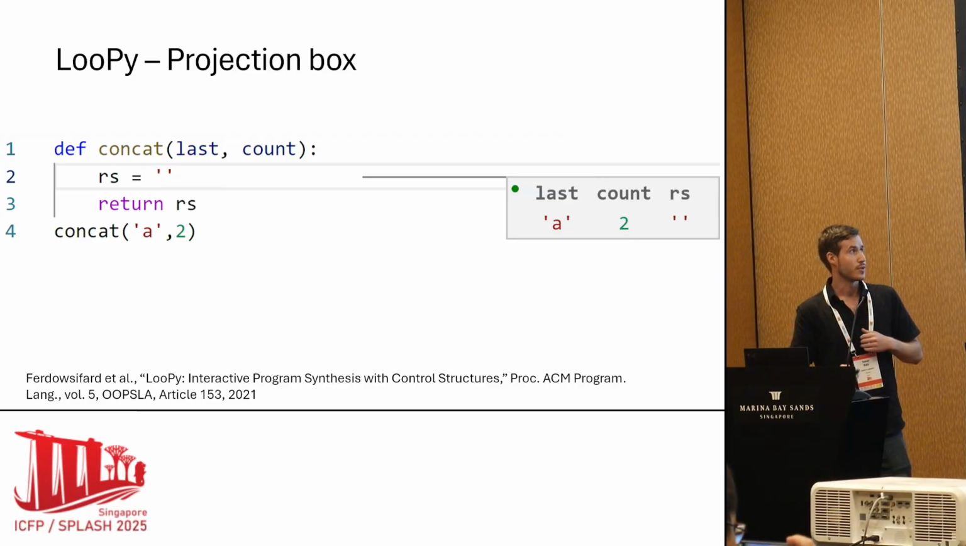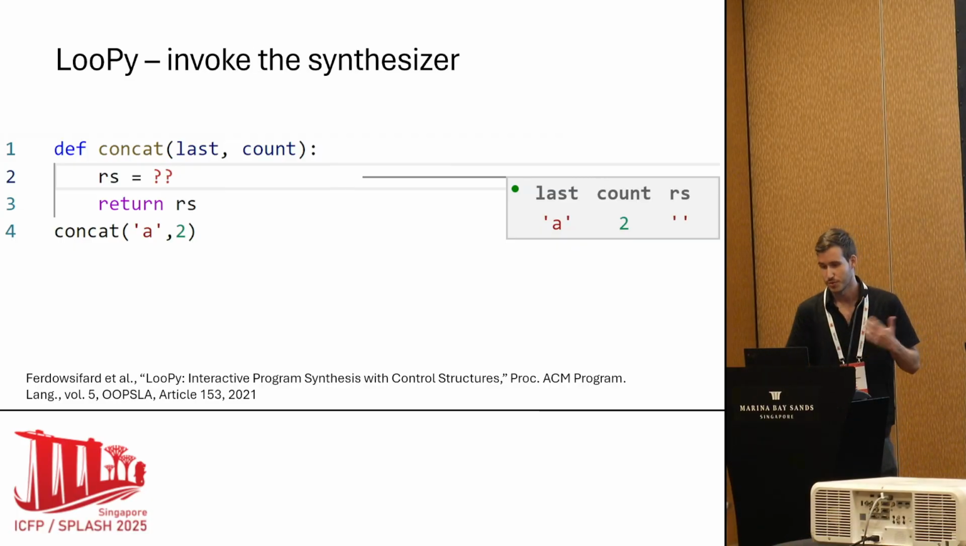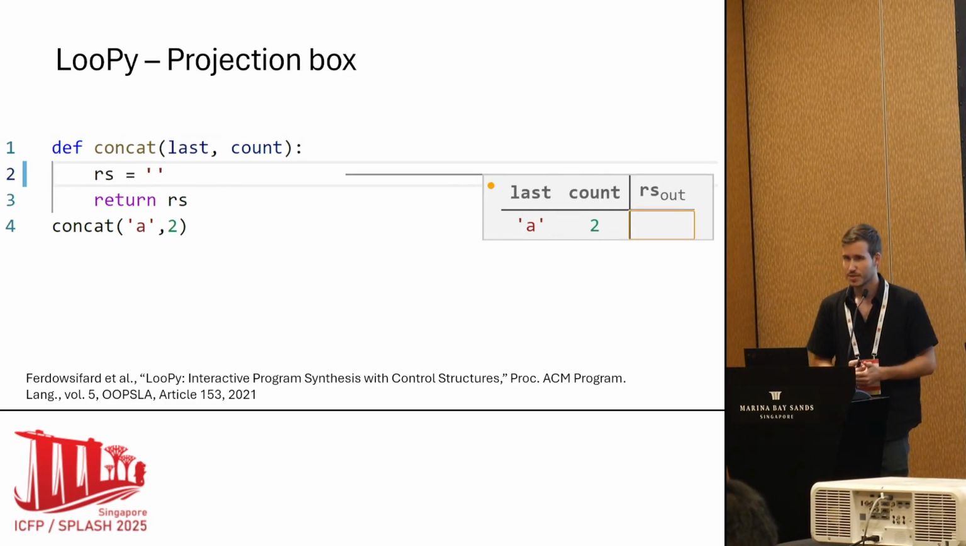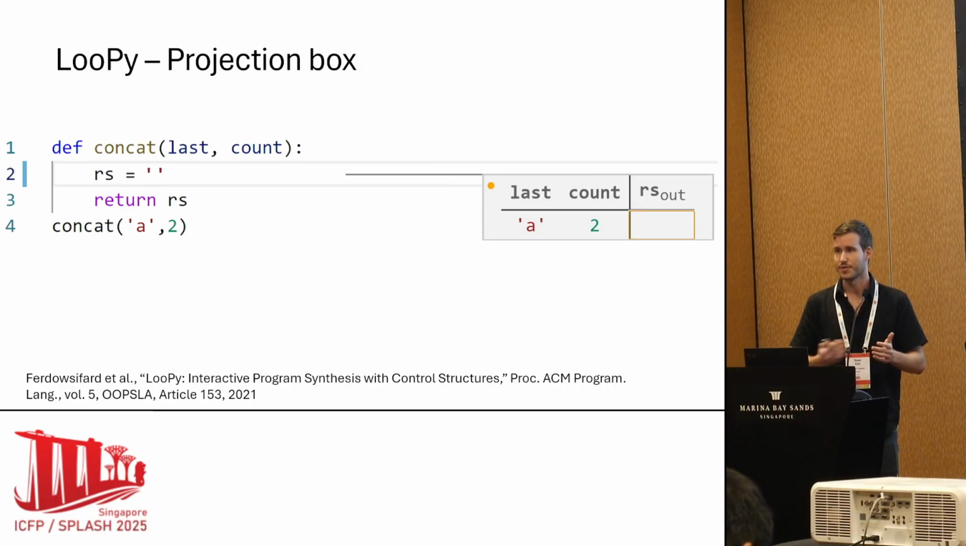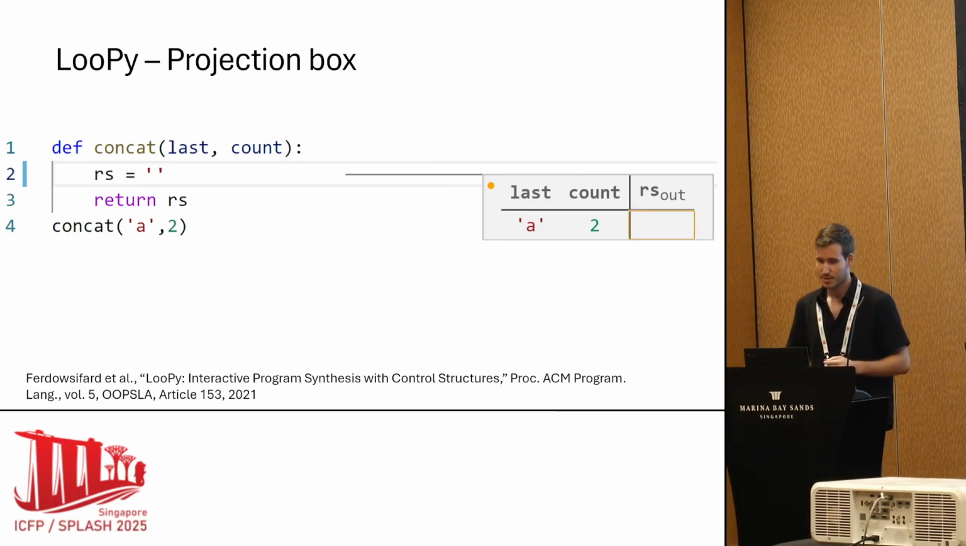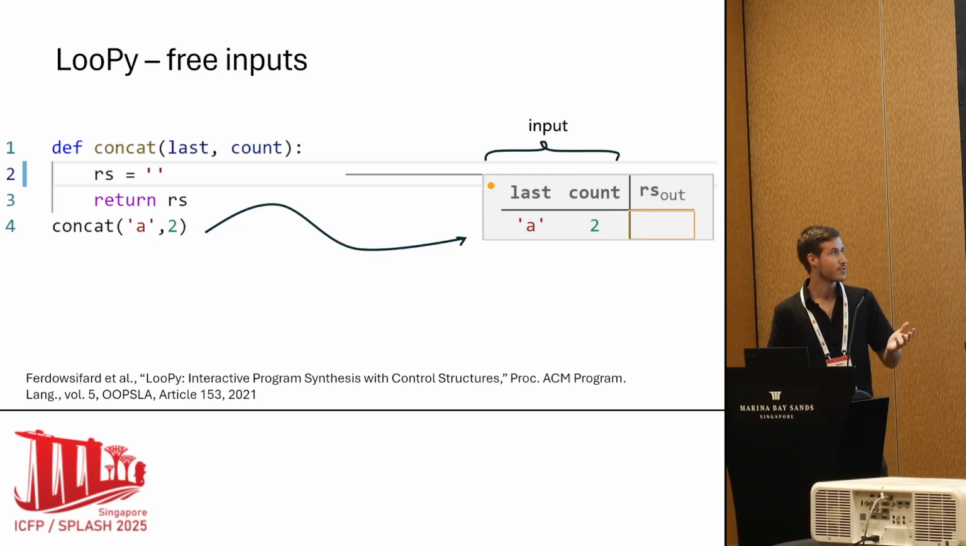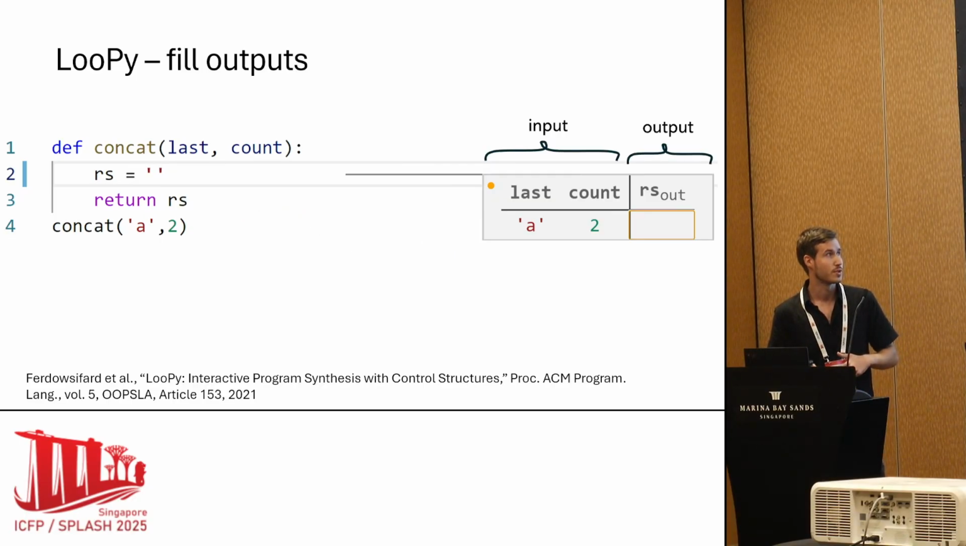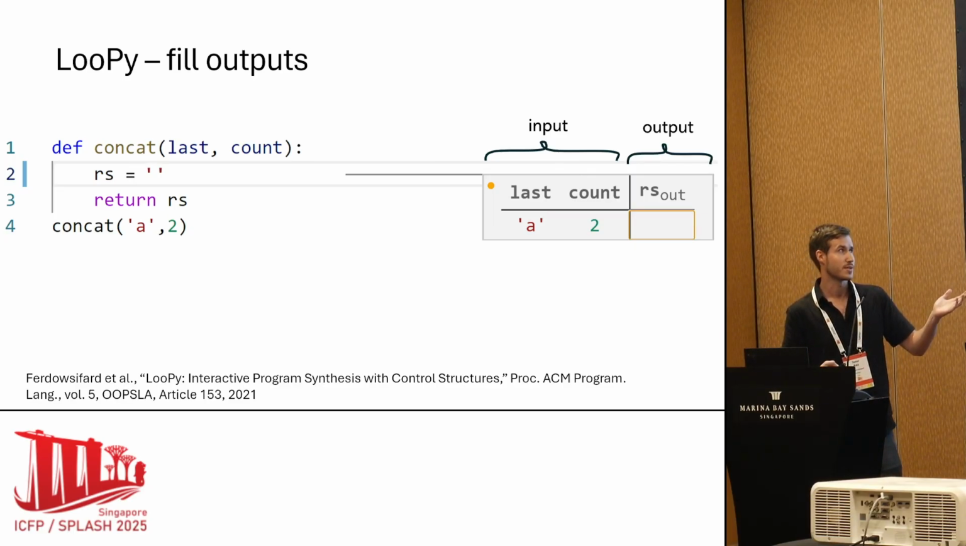Later on, when the user would like to generate some code, he can invoke the synthesizer by typing $!. Loopy will then use the projection box as an interface for the user to provide the examples. It will take the live values as input for the examples, leaving the user to only provide the output. And here you can see how the user can specify one example.